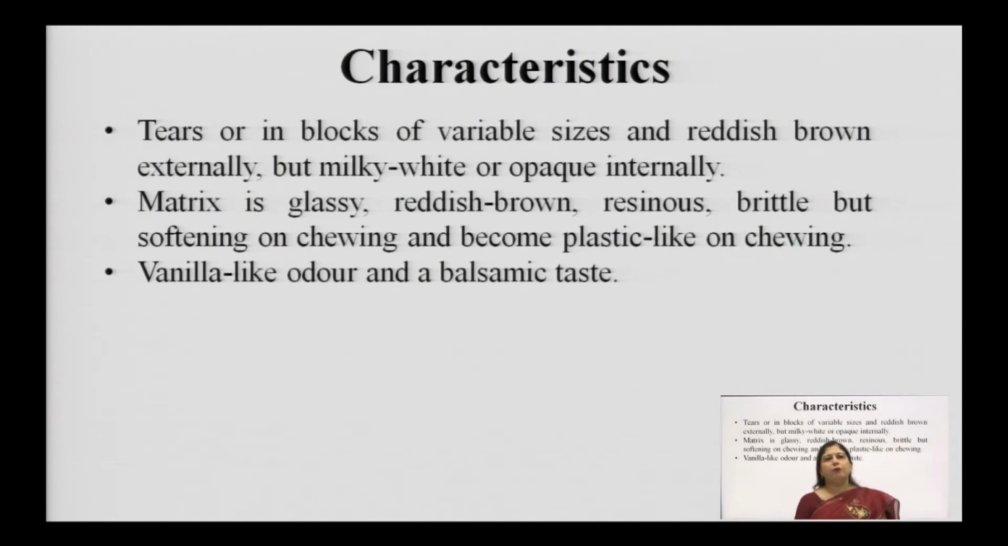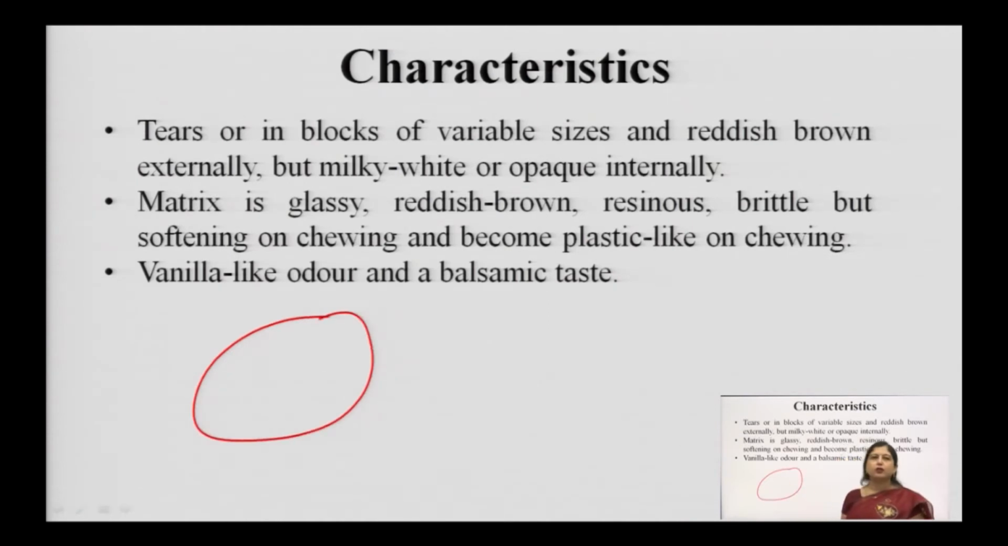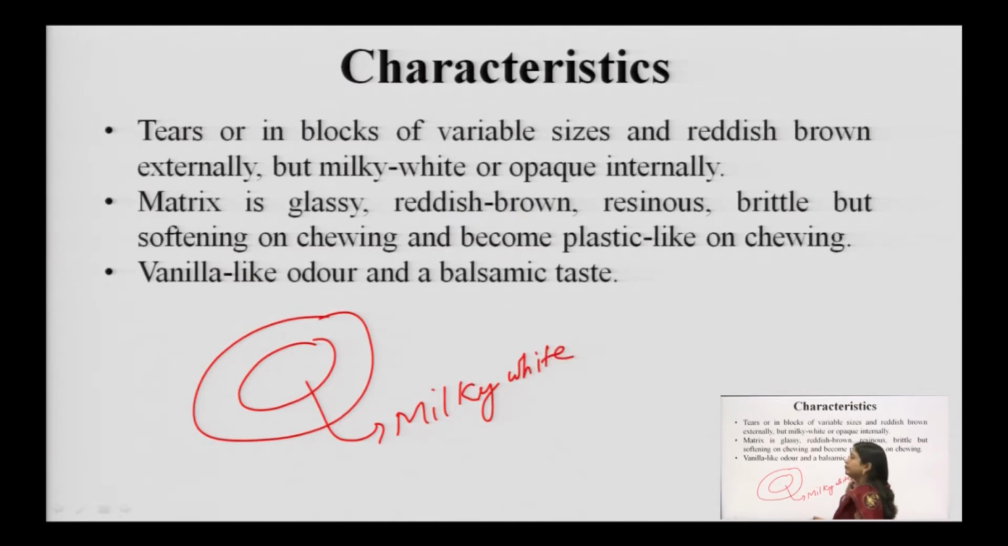The tears or the blocks of this Siam benzoin, they are in variable sizes, they are reddish brown externally. Okay. Again like the Sumatra benzoin, here also we have an external layer and inside we have the main resin which is present. So, these tears, they are in variable sizes and the external part is generally reddish brown, okay, and internally it is milky white in color, completely white in color. It is milky white or opaque internally. Sumatra resin is also opaque internally.